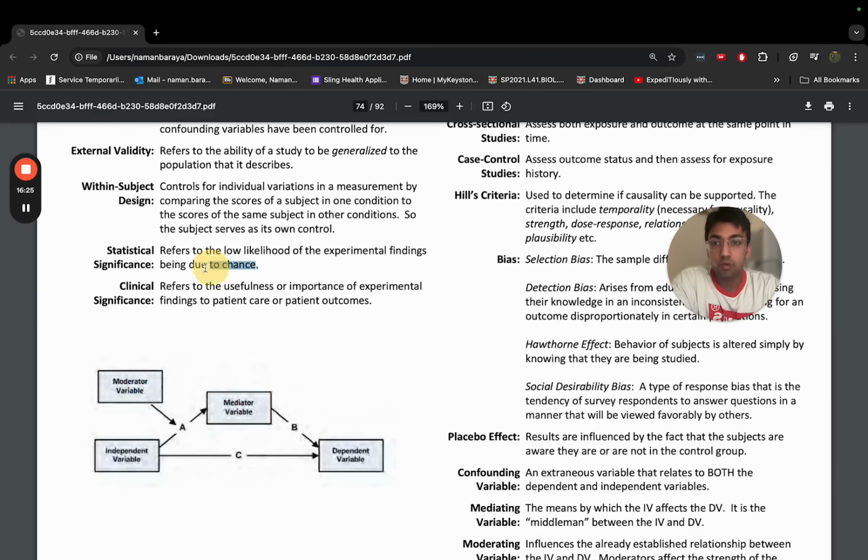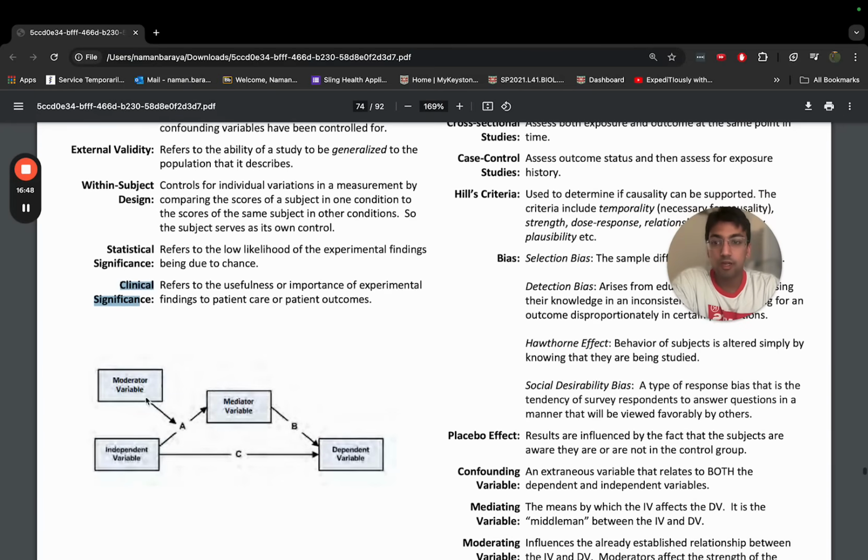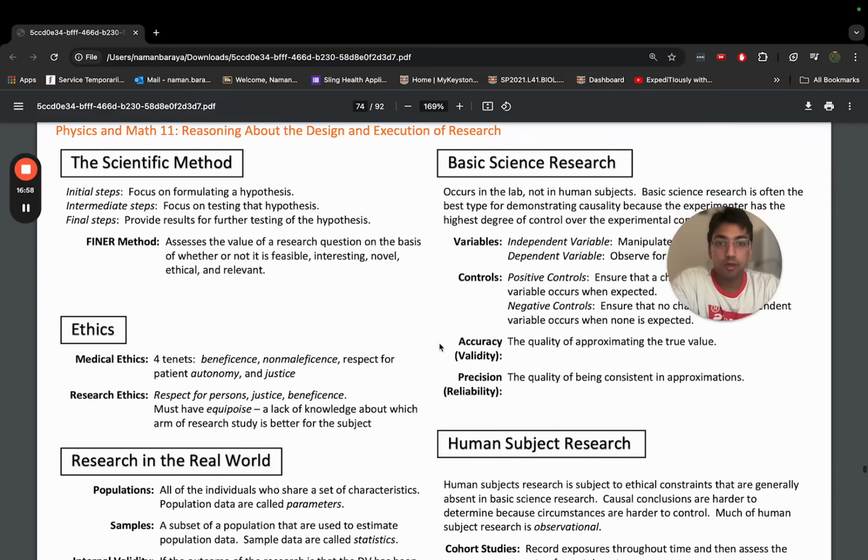So what is the chance that this result is due to chance? There's always a small percentage likelihood that the differences in the clinical outcomes is just because of chance, and so we want a high statistical significance, so that we know, oh, this is probably because of the differences in the independent variable, not because of chance. Clinical significance, so how important is it for patient outcomes? It's important to know moderator variable, mediator variable, dependent variable, and hopefully we just get independent variable that affects the dependent variable. Okay, we have basic science.